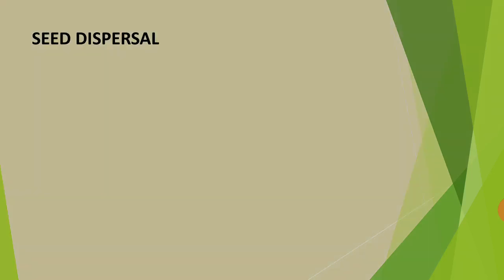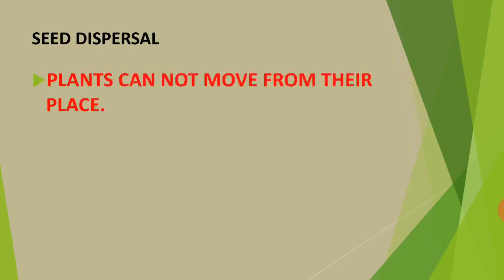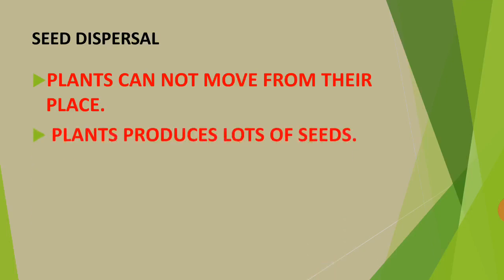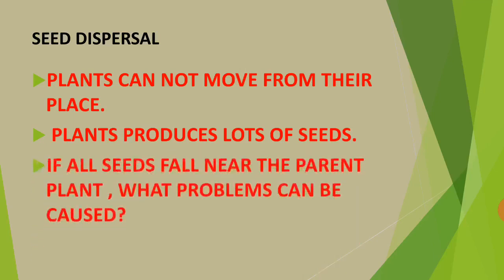The same is with the seed also. Plants cannot move from their place. Plants are also living things, but like other living things, they cannot move. They are fixed to the soil. And plants produce lots of seeds. If all seeds fall near the parent plant, what problems can be caused? Can you think of any solution to this problem?